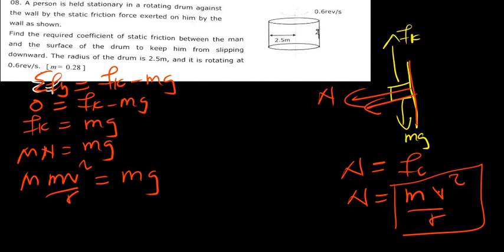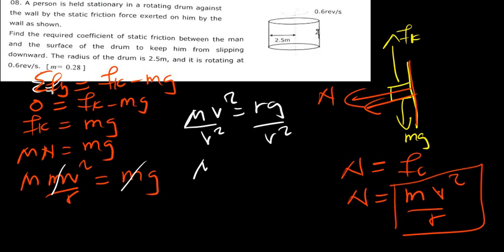I can cancel m because I can clearly see that I've got m everywhere. If I cross multiply, mu times v squared will be equal to rg. I divide both sides by v squared. Therefore, mu is equal to rg divided by v squared. If we look at this now, I can plug in the values from here.